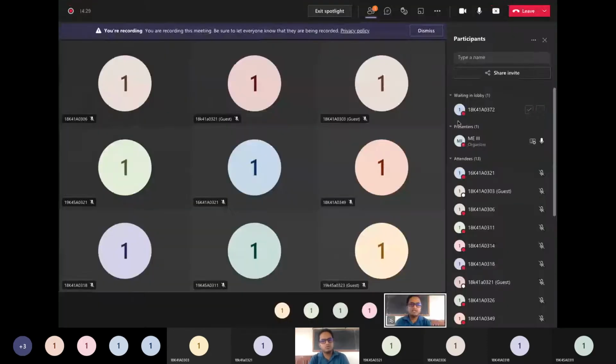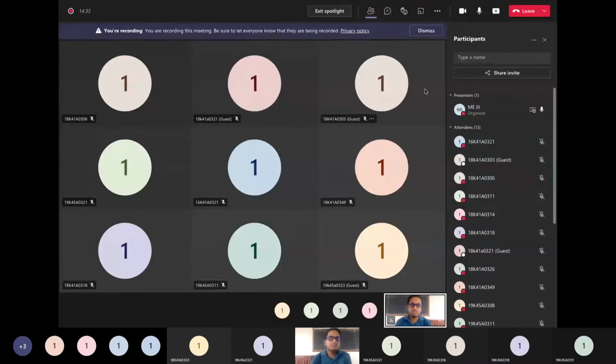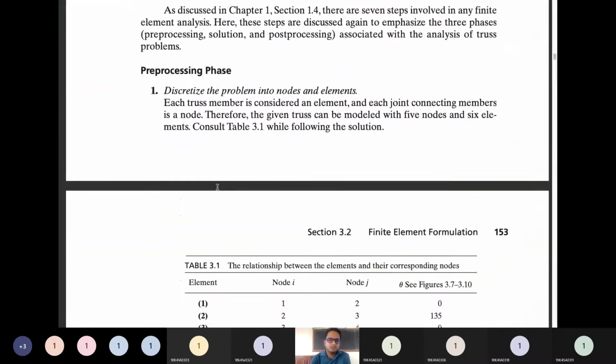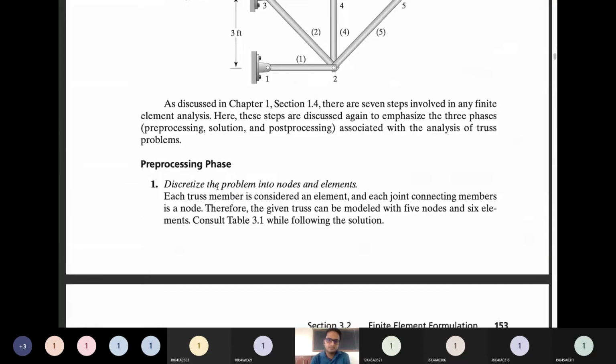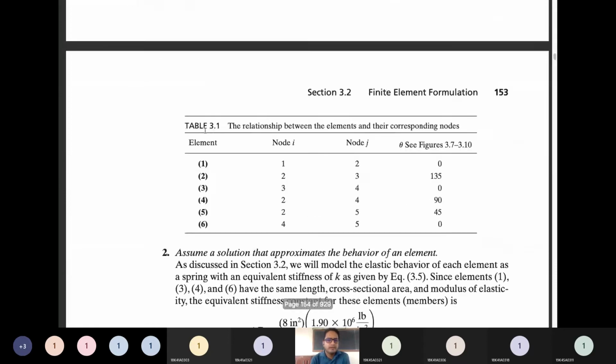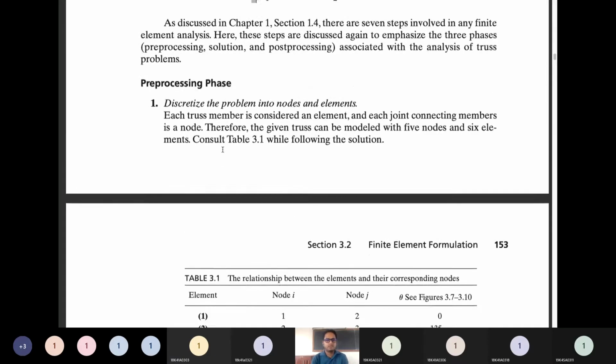So here we are going to use the truss element, and the first thing you have to do is create a table like this and write the element numbers. Here we have 6 elements, so it is written 6 elements over here.